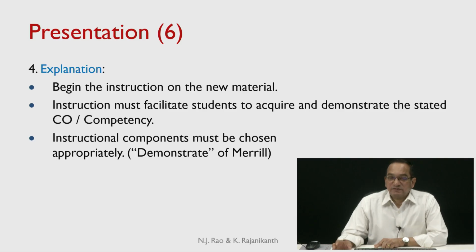Given the specific course outcome or competency, which instructional components would be the most effective based on the taxonomy levels of the COs or competencies, based on the cognitive process level and knowledge category? Suitable instructional components can be picked up by the instructor. So, this part of it is totally an instructor decision. Instructional components must be chosen appropriately basically. This corresponds to the demonstrate of Merrill.